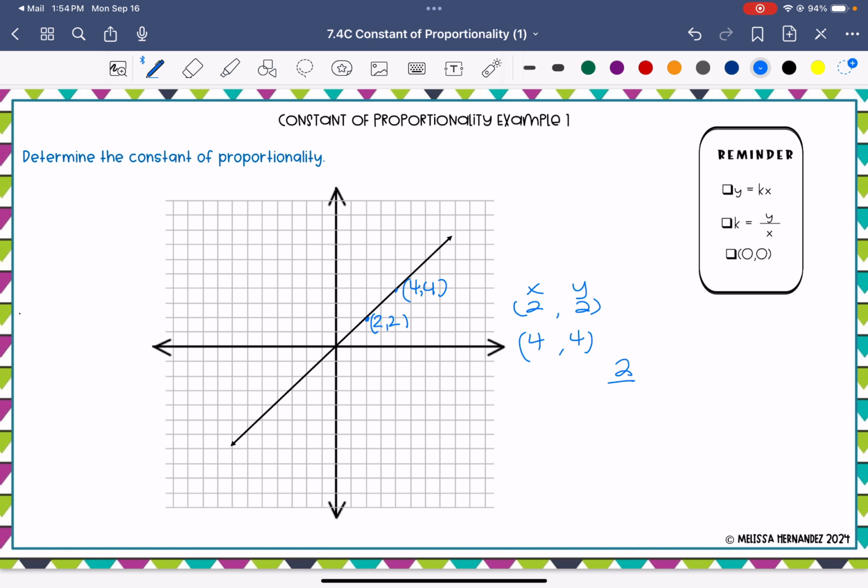So 2 over 2, that actually simplifies to 1. And then 4 over 4, well, that will also simplify to 1. And whatever your constant of proportionality is, it should work all the way through, regardless of what the intervals are on your X and Y axis. If I wanted to write the equation, I would write Y equals X or Y equals 1X.